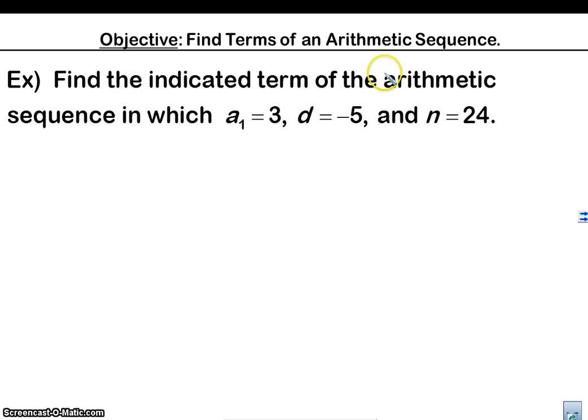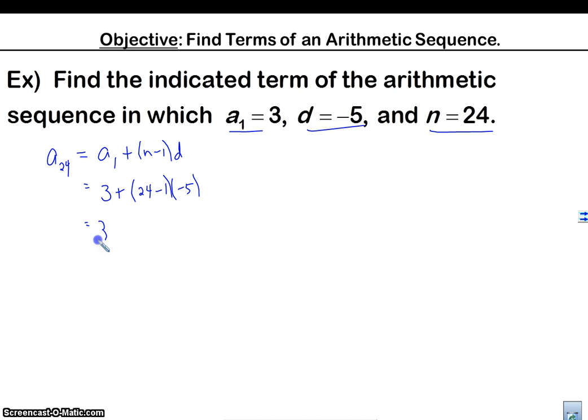Find the indicated term of the arithmetic sequence. If we have a sub 1, we have d, we want to find the 24th term. All right, so we're looking for the 24th term. Remember, our formula is a sub 1 plus n minus 1 times d. A sub 1 is 3, n is 24, d is negative 5.